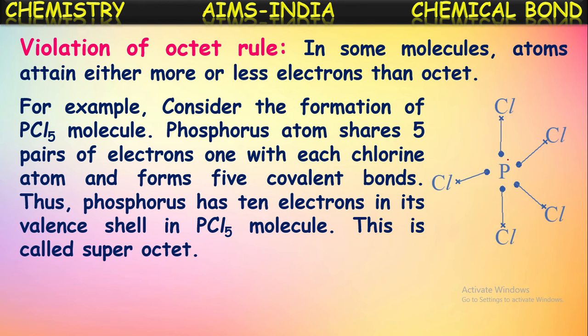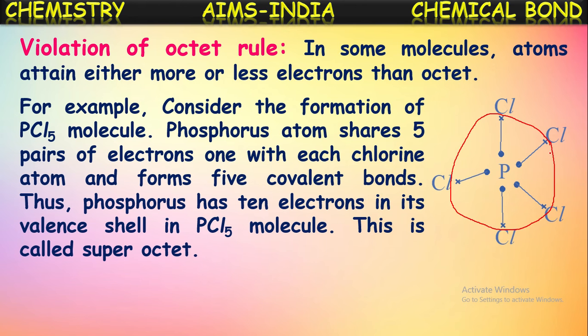Thus, phosphorus has 10 electrons in its valence shell in the PCl5 molecule, isn't it? If you see, phosphorus already has 5 electrons, and it is sharing one pair of electrons with each chlorine atom. By that, finally phosphorus is getting 10 electrons in its valence shell. But we know atoms will attain 8 electrons in their valence shell after the bond formation. That we say as octet. But here phosphorus is getting 10 electrons in the valence shell, so more than 8 electrons it is getting.